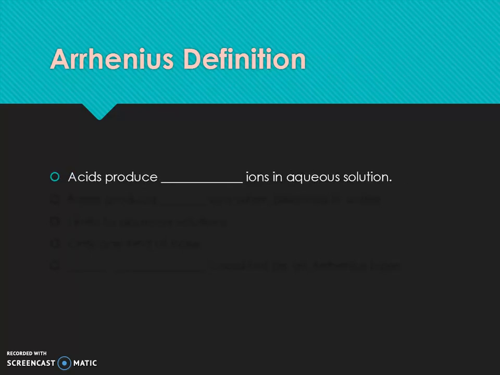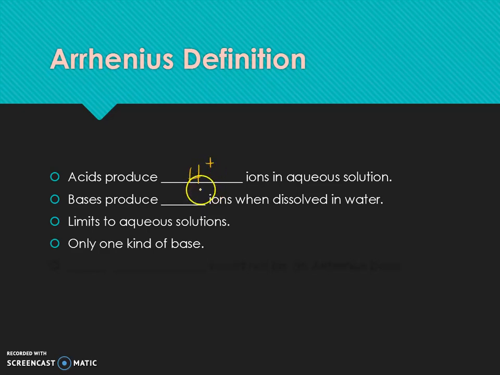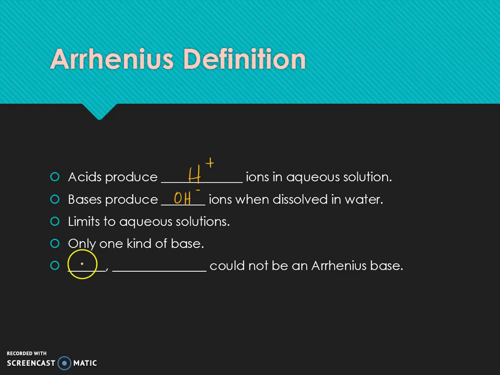We have a couple different types of acids. One of them is what we call an Arrhenius acid. An Arrhenius acid is an acid that produces hydrogen ions when it's in an aqueous solution. And a base is something that produces hydroxide ions when it's dissolved in water or in an aqueous solution. The problem is it limits only the acids that are in aqueous solutions. So we only have one kind of base, which means that ammonia can't be a base by the Arrhenius definition, but we know that it is.